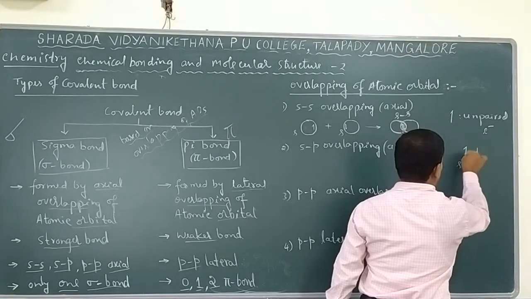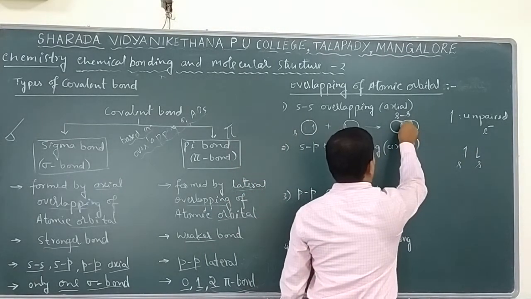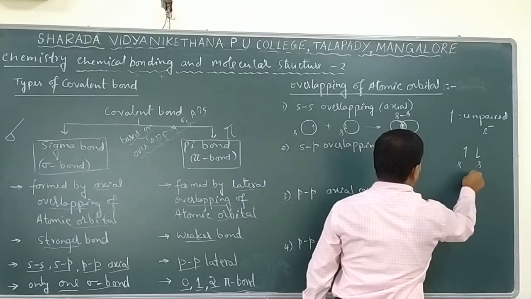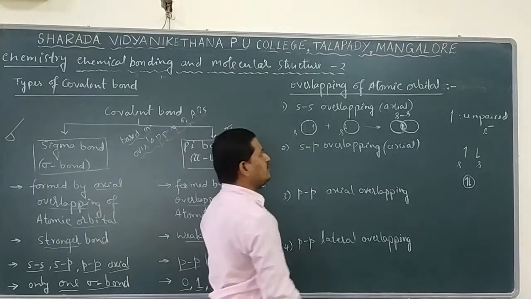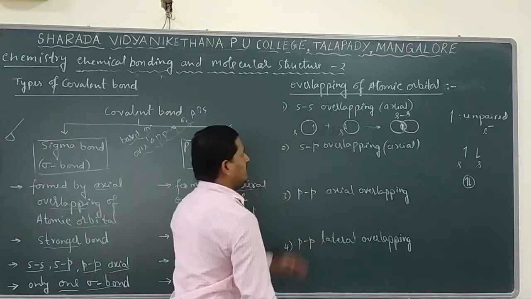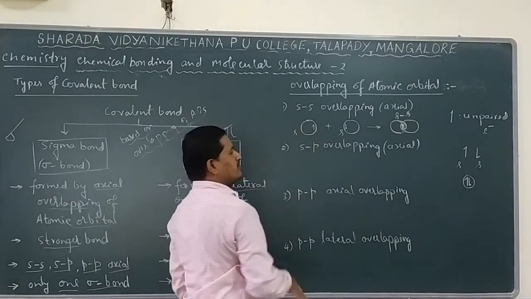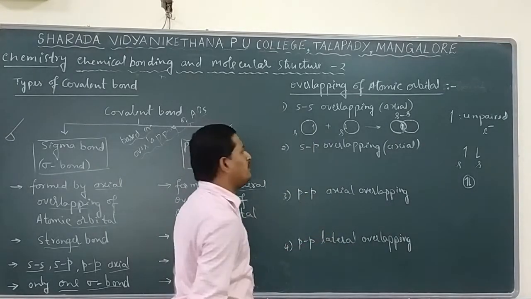They overlap, and what happens is that pairing takes place. This is the direction, one above and the other below, an orbital with 2 electrons. This is the symbolic representation. So overlap formation takes place along any of the axes, because for a spherical S orbital the probability of finding electron density is spread in all 3 axes.